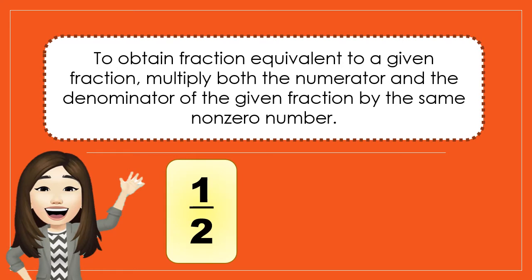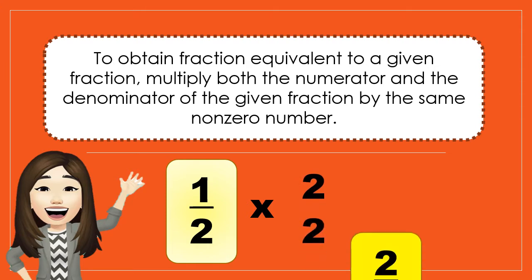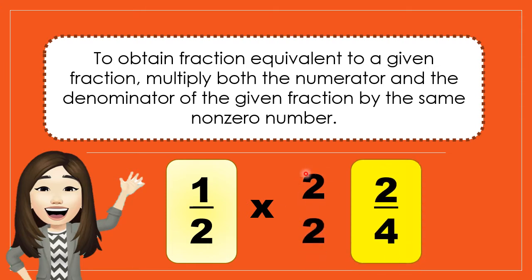To obtain a fraction equivalent to a given fraction, we can multiply both the numerator and the denominator of the given fraction by the same non-zero number. For example, the given fraction is 1/2. We can multiply the numerator and denominator of 1/2 by 2. 1 times 2 is 2. 2 times 2 is 4. 2/4 is equal to 1/2. 1/2 and 2/4 then are equivalent fractions.